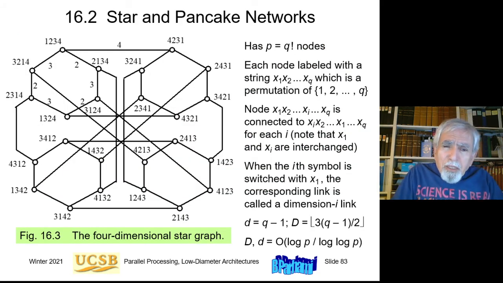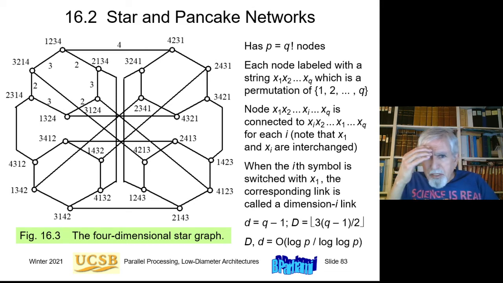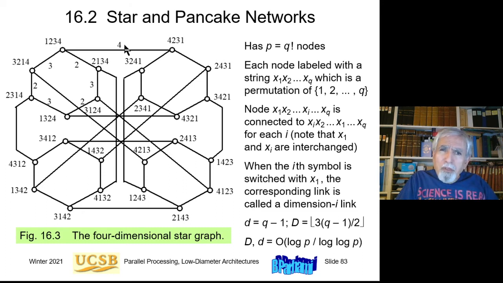Okay, so let me define, I won't even bother to define the pancake network. It's very similar to star. So what is the star network? The star network has nodes whose labels are the permutations of q digits. So the q digits here are 1, 2, 3, 4, so q is equal to 4. And all the permutations of 1, 2, 3, 4, such as 4, 2, 3, 1 and 2, 4, 3, 1, are node labels. Okay? So basically there will be q factorial nodes because there are q factorial permutations. So 4 factorial is 24, and there are exactly 24 nodes in this graph.